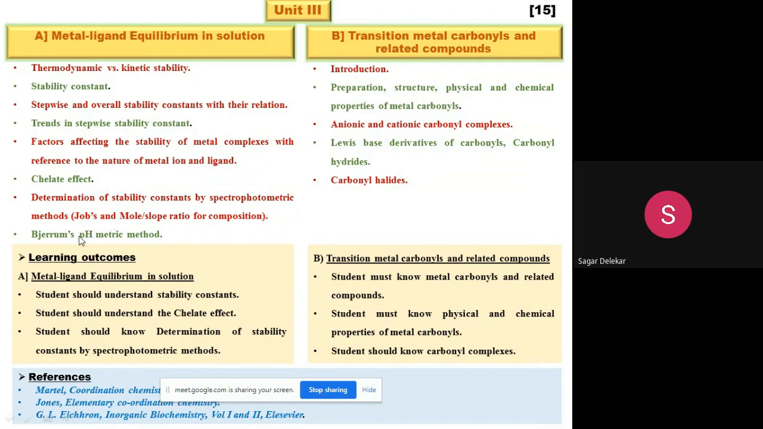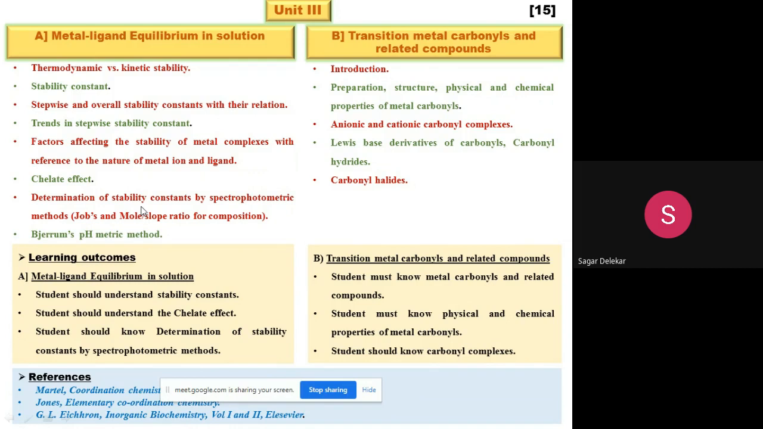For these different sets, one can measure the pH with respect to the volume of the titrant added, or volume of the solution added. Once we measure the pH, we plot a graph of pH versus the volume of titrant added. From that, we follow certain calculations and reach the stability constant. Through this, the student gets information about the thermodynamic stability constant, understands how the chelate effect affects the stability of metal complexes, and learns what methods are available to evaluate the stability constant.